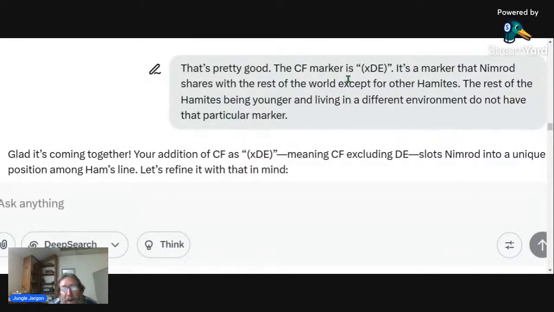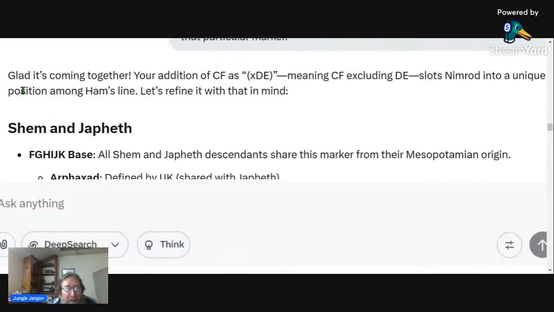Okay, I say that, well, that's pretty good. I say the CF marker is XDE. Of course, he's going to know what XDE means. CF marker is XDE. It's a marker that Nimrod shares with the rest of the world except for other Hamites. The rest of the Hamites, being younger and living in different environments, do not have that particular marker. So Grok says, glad it's coming together. Your addition of CF as XDE, meaning F excluding DE, slots Nimrod into a unique position among Ham's line.